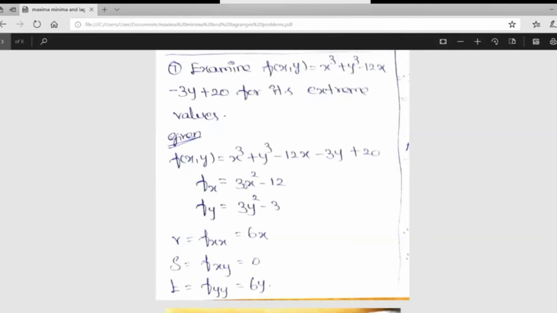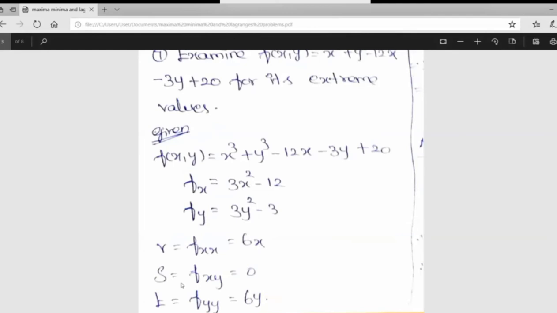Then we have to differentiate fx once again with respect to x. We won't differentiate the 12; we differentiate the 3x square, which gives 6x. Similarly, fxy means we differentiate fx with respect to y, and there is no y at all.